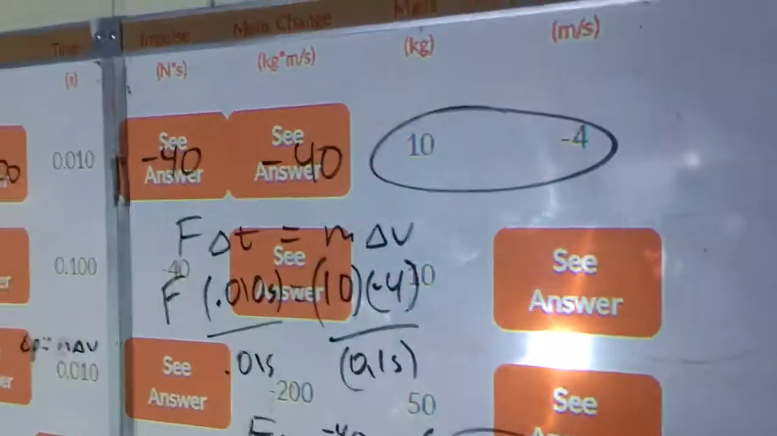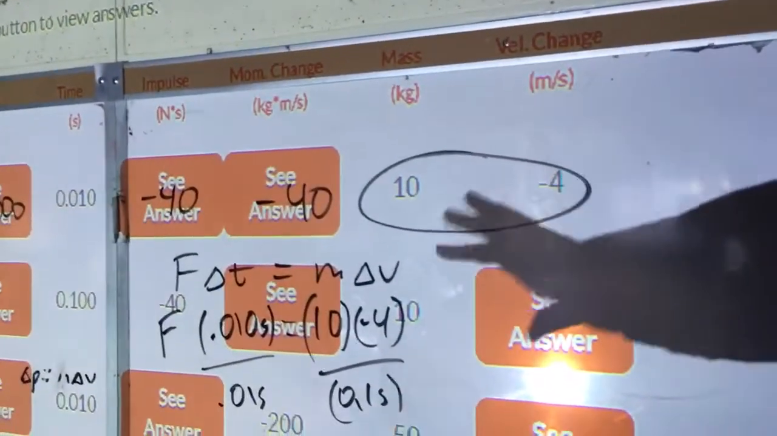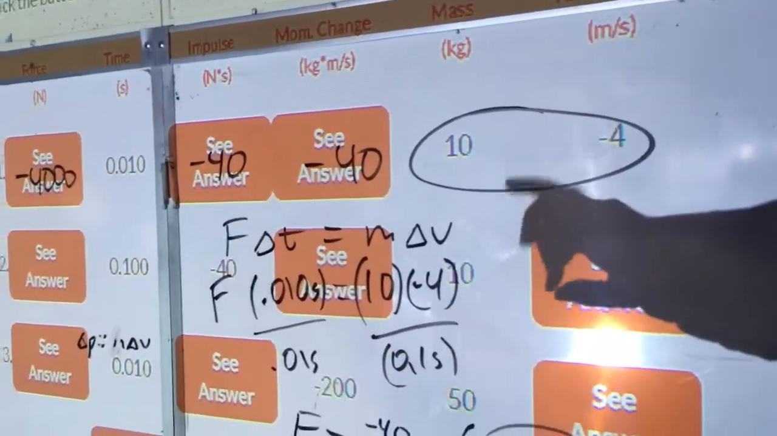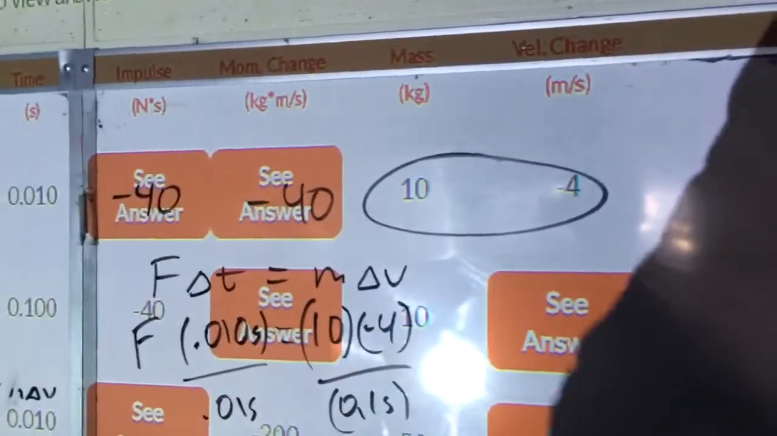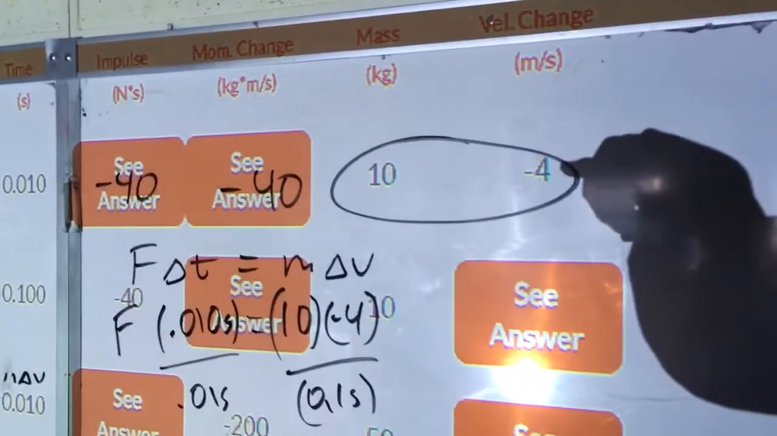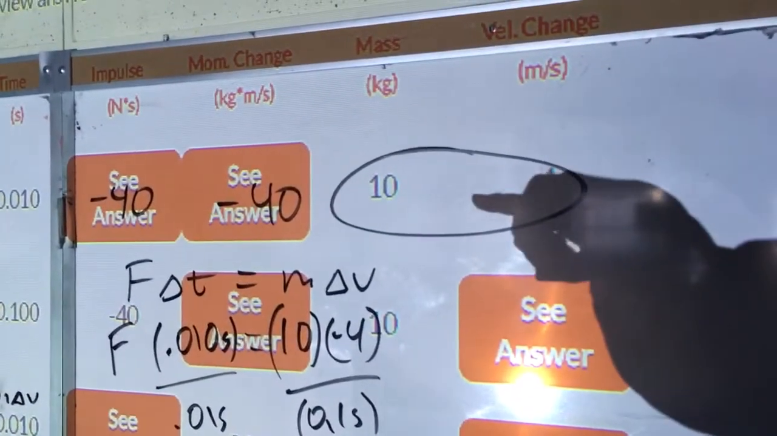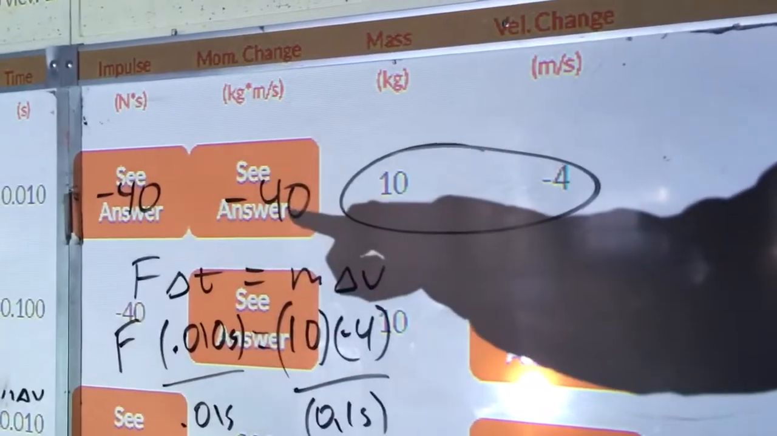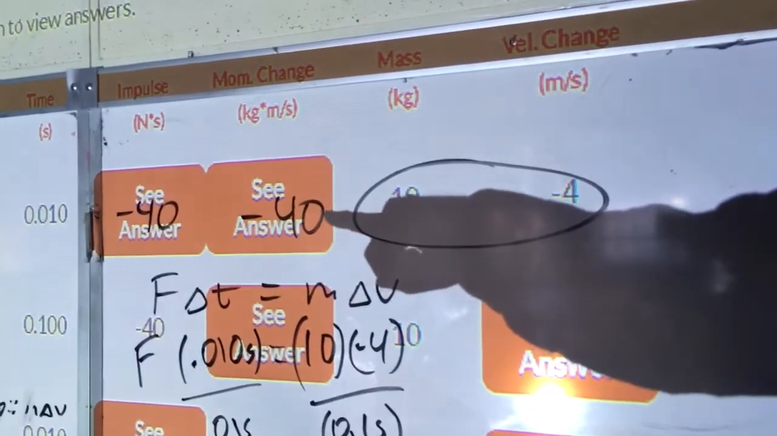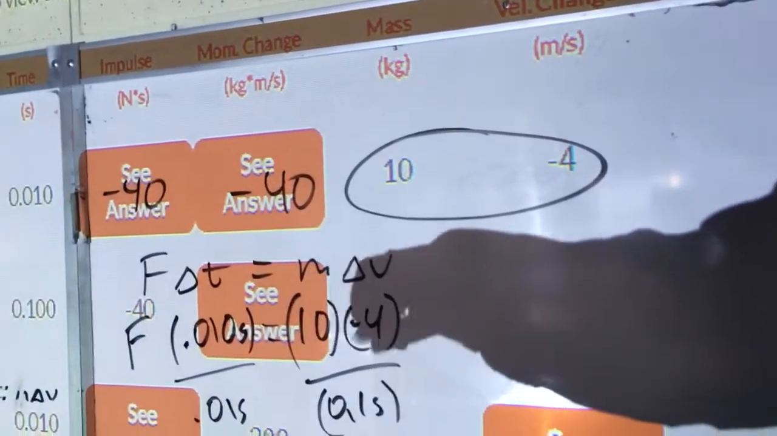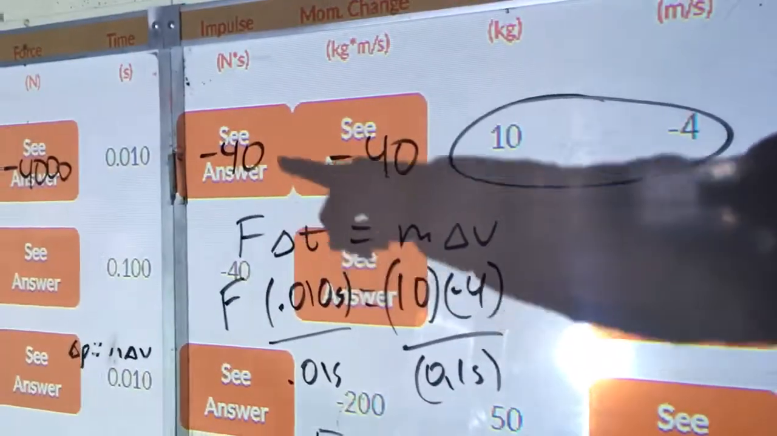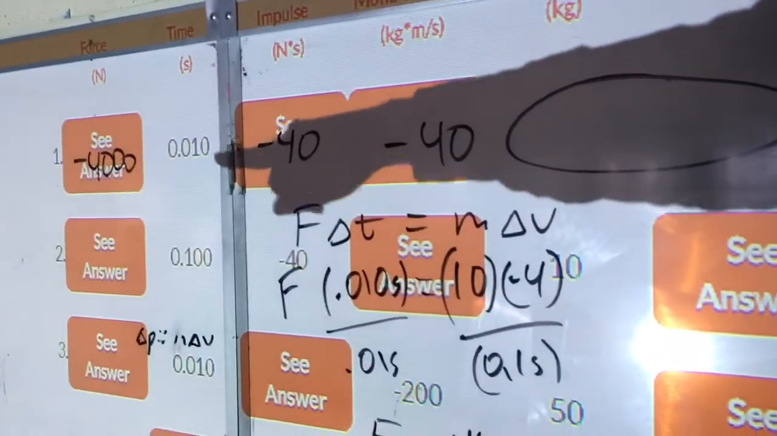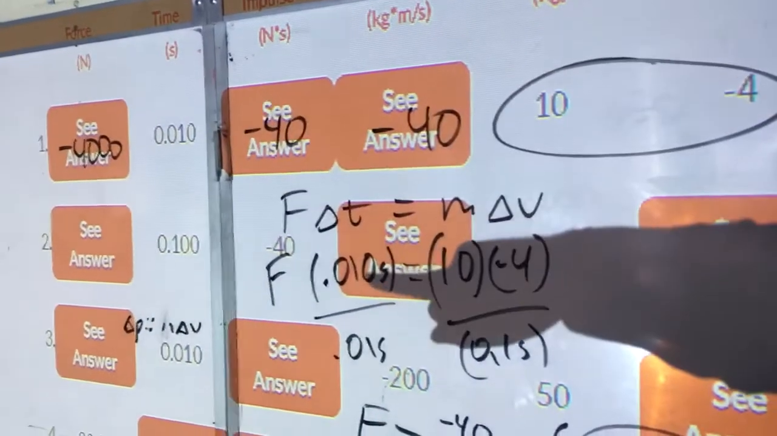Here's our given information right there. And so we know the change in velocity. It's negative 4 meters per second times 10 kilograms. And so that's negative 40. That's the change in momentum. So that's the right-hand side of the equation right here. On the left-hand side, we don't know the force. It's over there. But we do know the time. And so we can plug that in.